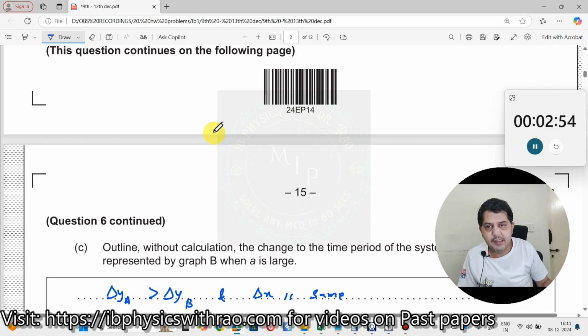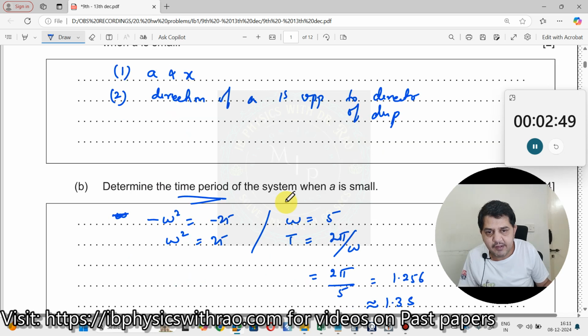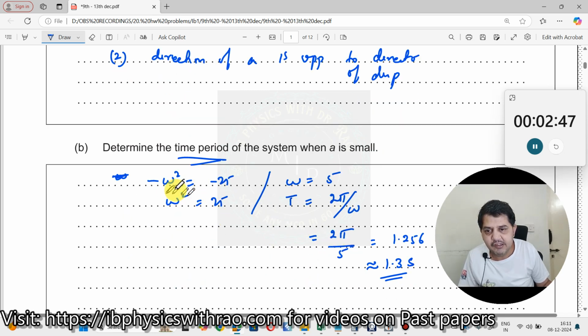Now what does slope tell you? Let us go back to this once again. What does slope tell you? Slope tells you, where is it? It's here, right? Slope tells you it's omega square.